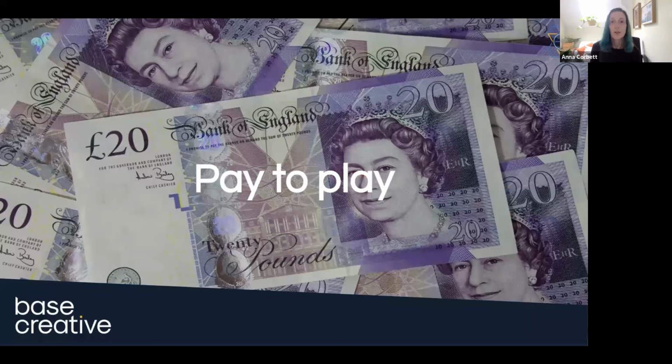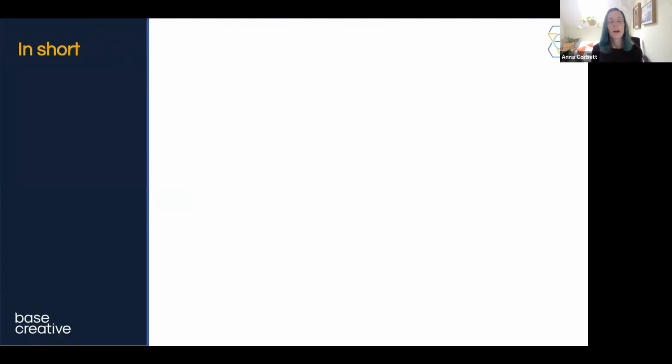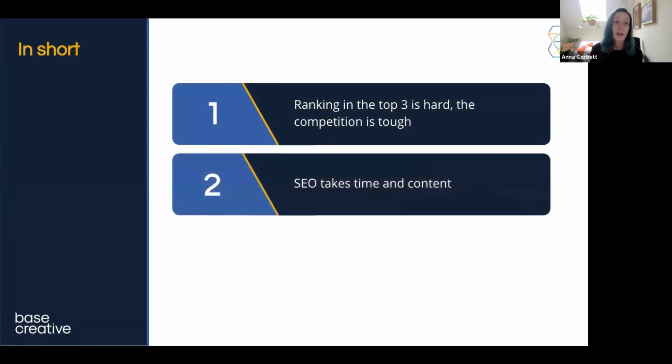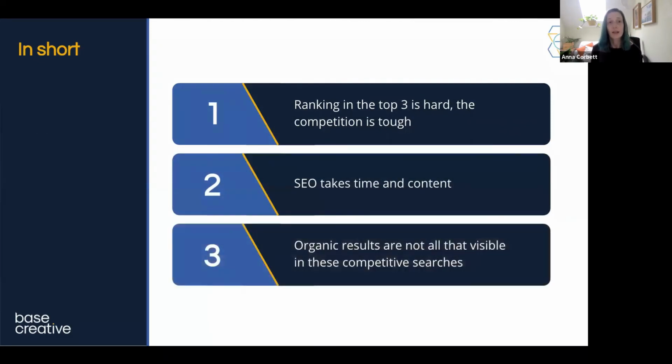Yeah, thanks, Abby. So you can see that really is a pay-to-play kind of space. It's not easy to appear here because, in short, ranking in the top 3 is hard and the competition is extremely tough. SEO will take time and a lot of content, and the organic search results aren't even that visible on the search result pages. So it's not surprising that many law firms struggle to gain qualified traffic to their website from search engines, but there is something that can be done, and that's why we're here today.